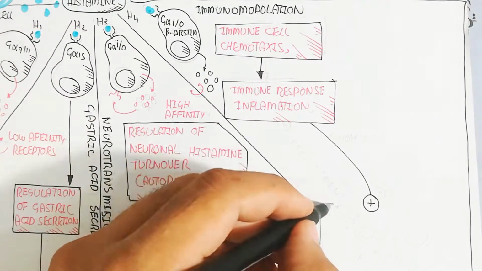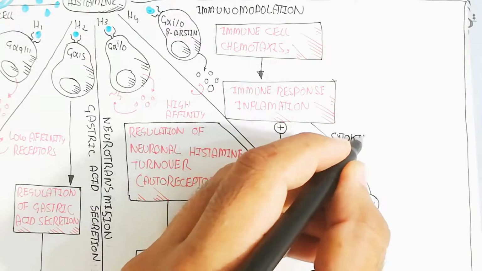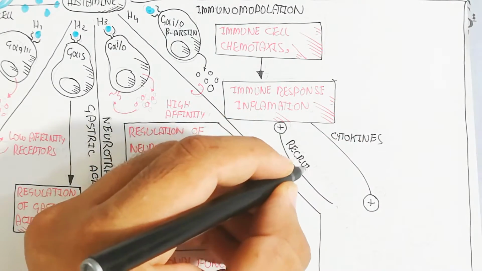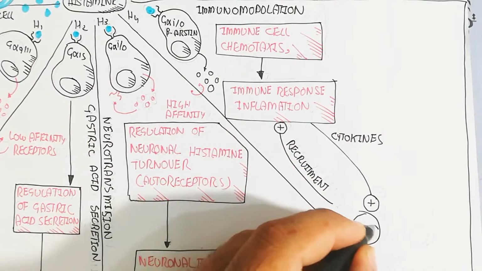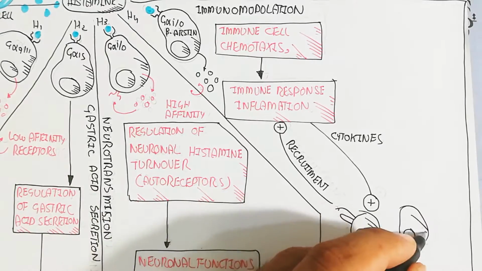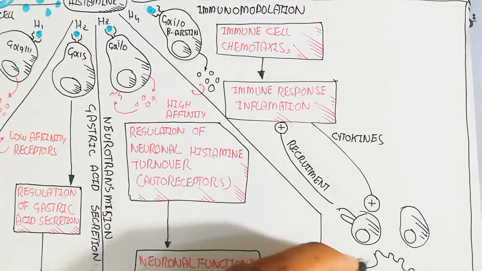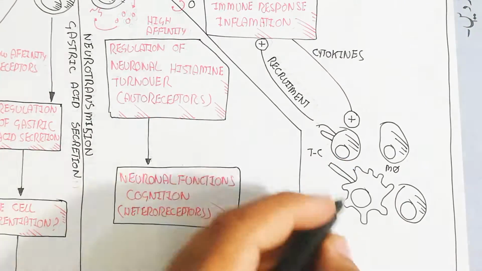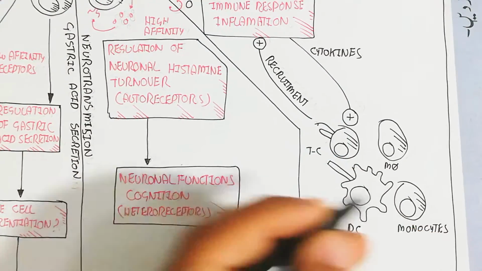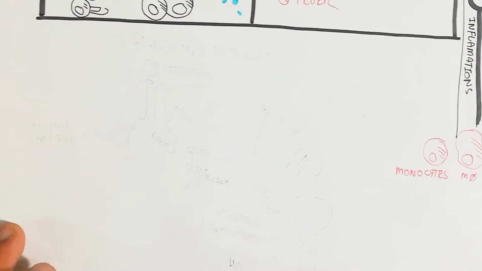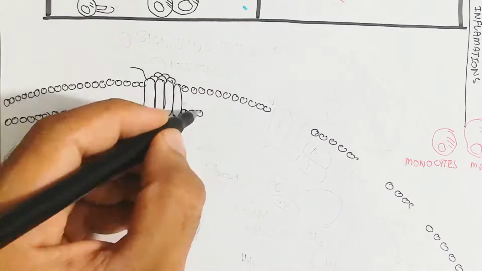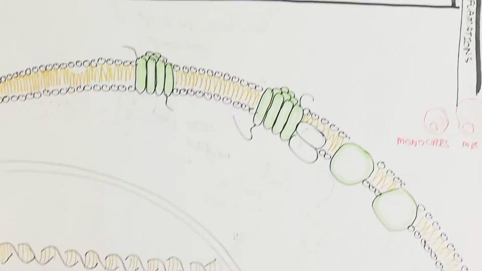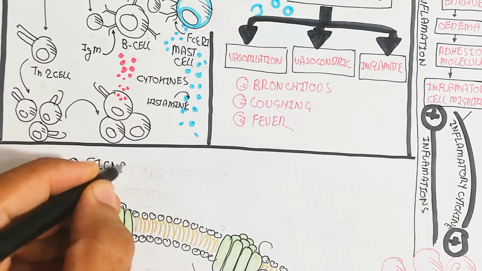Immune cell modulation will lead to immune cell chemotaxis and trigger the immune response and inflammation, leading to the production of cytokines that recruit dendritic cells, T cells, macrophages and monocytes. In this way there is recruitment toward the immune response and toward the inflammation. So this is the allergic reaction and how the mast cell changes physiological aspects.